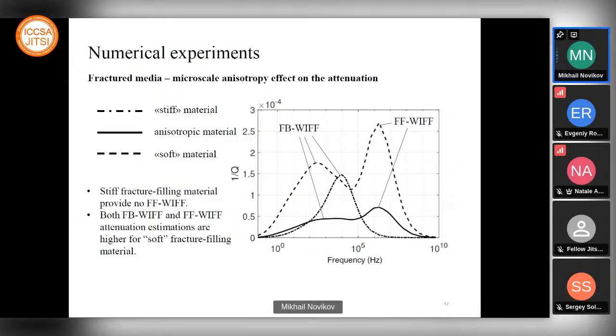So when we have almost no permeability within the fractures, as presented by the dash-dotted line, we see only one attenuation peak, which is obviously associated with only fracture to background fluid flow, as there is no fluid flow within the connected fractures. As opposite, for soft material, we can clearly see two peaks, and as we consider the most connected model of all considered before, the two peaks correspond to two wave-induced fluid flow mechanisms. And the most important result is that we can clearly see the difference between results for isotropic and anisotropic materials, and anisotropy can be noted in the seismic attenuation estimated.